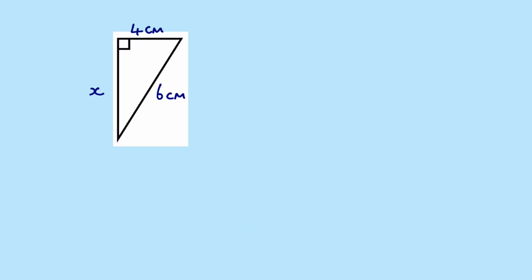Let's have a look at another example. Again we have the hypotenuse, the longest side, and we have one of the smaller sides. This is the side we're looking for. So Pythagoras' theorem is c squared equals a squared plus b squared. Labelling our sides, then we substitute in our values for c, a and b.